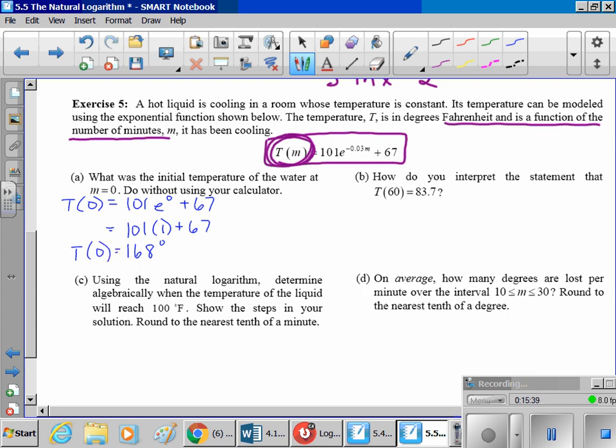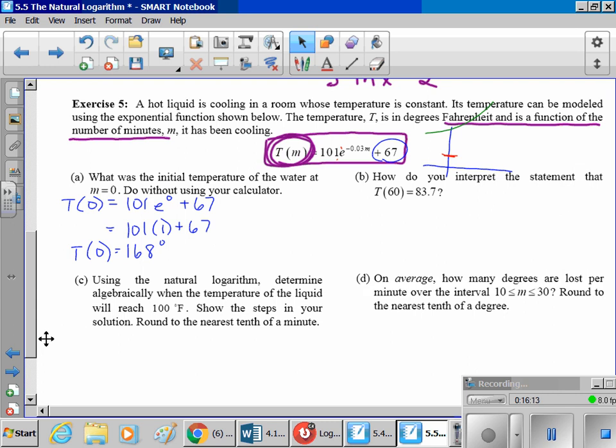So as you can see, when you have something with a plus 67 on it, think about what happens on a graph. You have an exponential function that might look something like this. And when you have a plus 67, what that does is it takes your y-intercept, and in this case our y-intercept would be 101, but because we shifted up 67, it ends all the way up here at 168. So just to give you a little bit of a visual of what's happening on a graph.